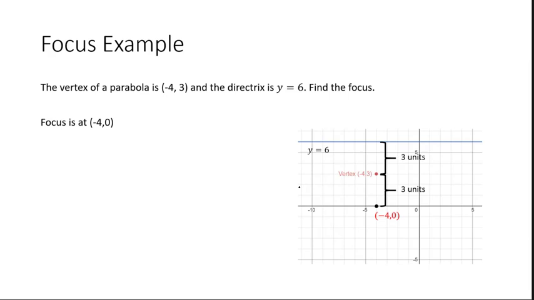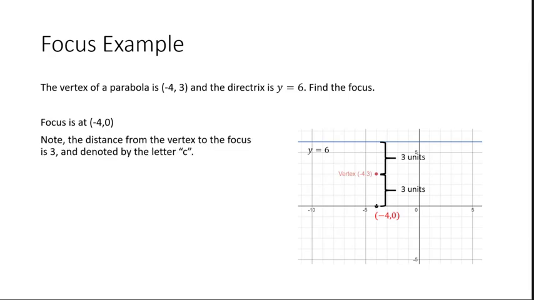Now, also take note that this distance from the vertex to the directrix, or the vertex to the focus, that distance of 3 is denoted by the letter c. So it might seem kind of random at the moment, but we're going to use that letter here in a little bit to figure out an equation of a parabola. All right, so remember the distance from the vertex to the focus, or directrix, is the letter c.